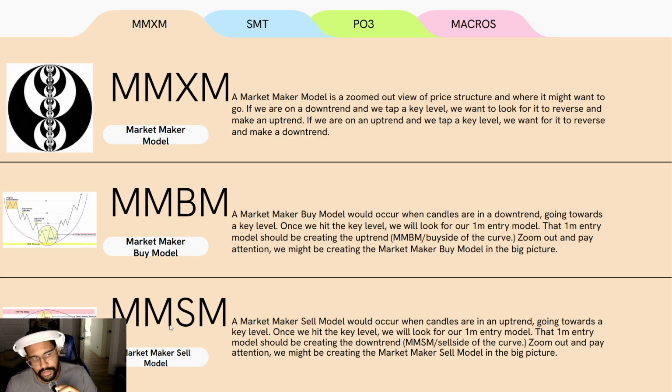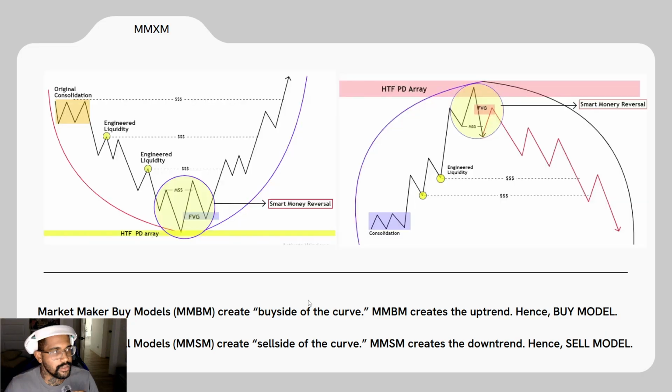They're called different things though. They're just more vocabulary, more kind of in depth, instead of saying, oh, it hit an uptrend and then came to a downtrend. Oh no, it's a market maker sell model. Okay. We'll give some examples here.